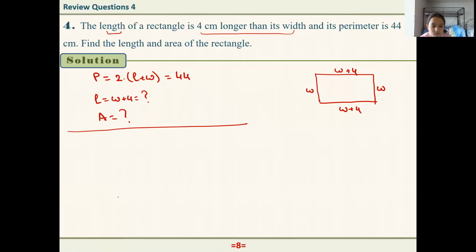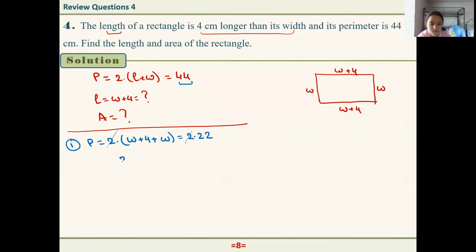Okay, the solution will be, first, using this perimeter. The first step, perimeter is 2 times length. What is length? W plus 4. So here we have 2 times W plus 4 plus W. That is equal to 44. Immediately, if possible, write 44 as 2 times something. So 44, I can write as 2 times 22, right? So now if you divide both sides by 2, these 2's are gone.